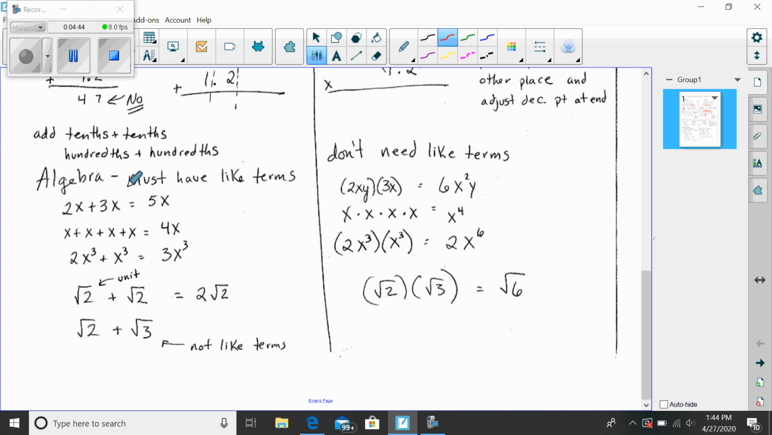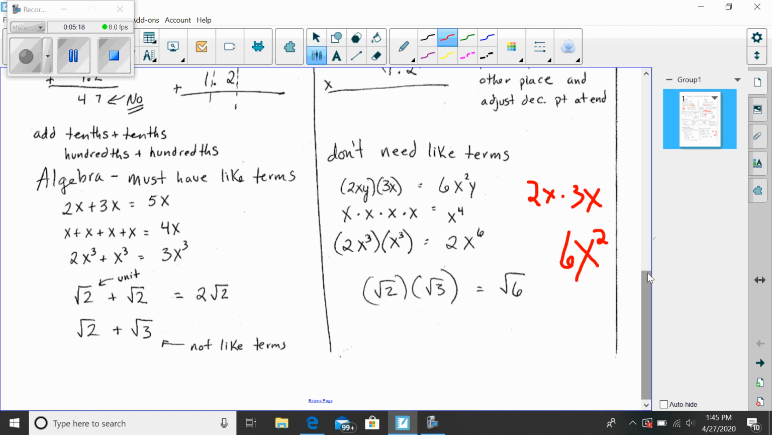In algebra, we must have like terms to add. 2x plus 3x is 5x, whereas 2x times 3x would be 6x squared. The unit changed if I did that. So we have to have like terms to add, and we keep those terms. But to multiply, we don't need like terms and the units change.